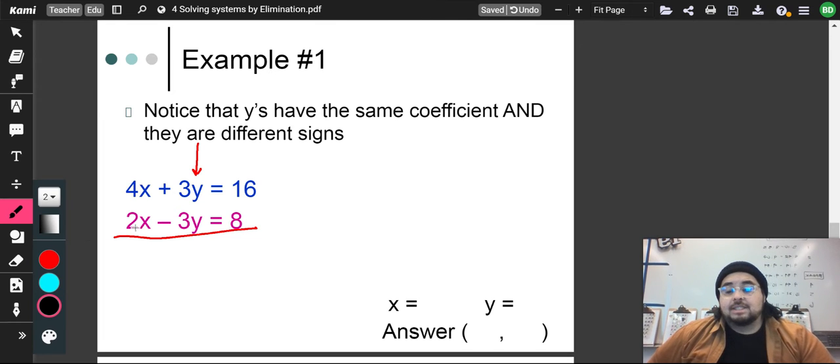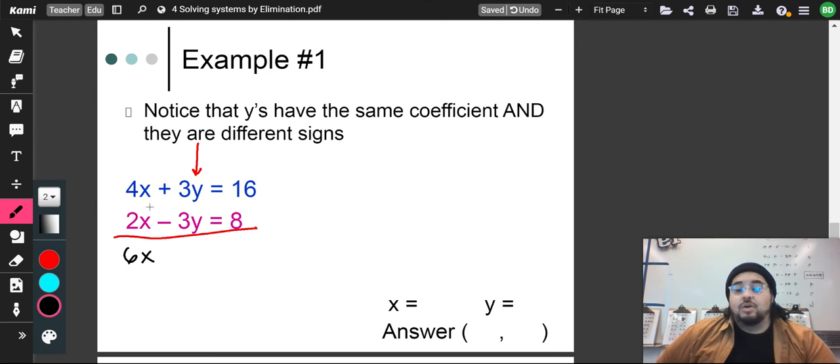I have 4x and 2x. If I combine those, I would get 6x, not 6x squared, just 6x, combining the coefficients, the numbers in front. 4 plus 2 is 6. The 3 and the negative 3 cancel, so I don't have to write anything for y. When I combine going down, 16 and 8 make 24. Now, this is going to leave me with a really simple one-step equation. I can solve for x by just dividing both sides by 6.